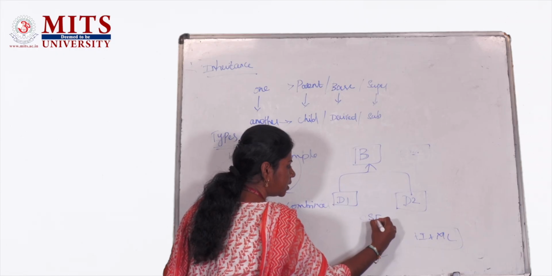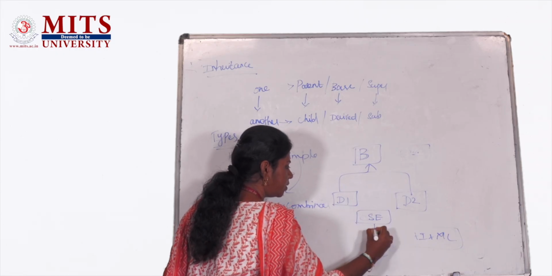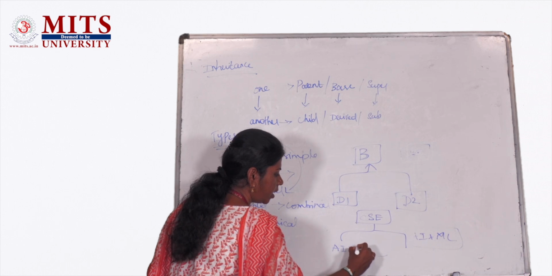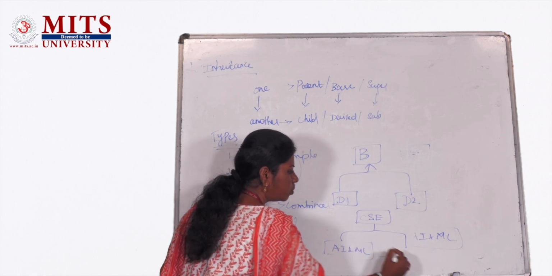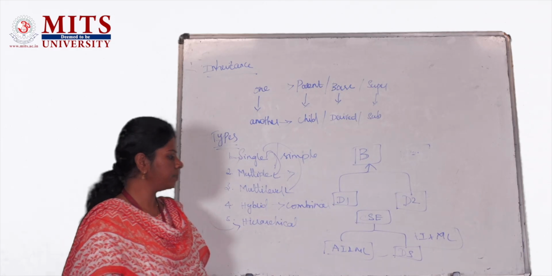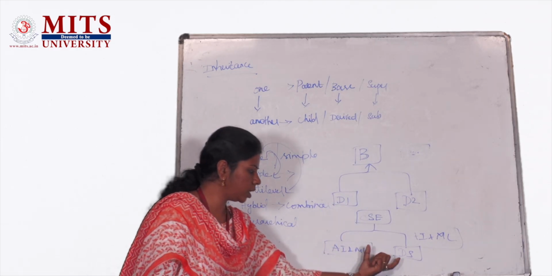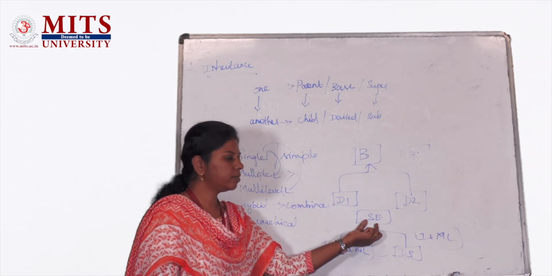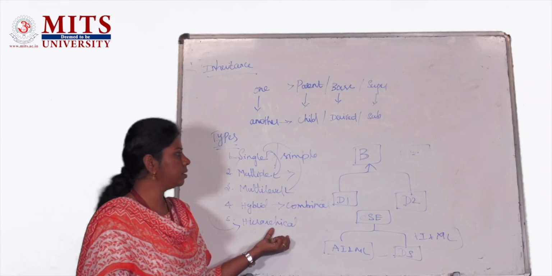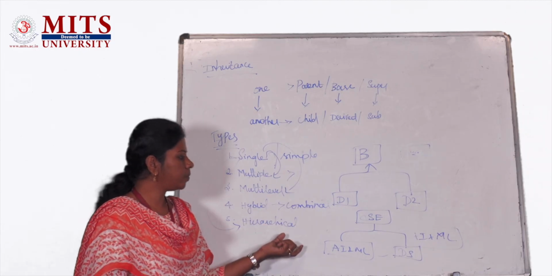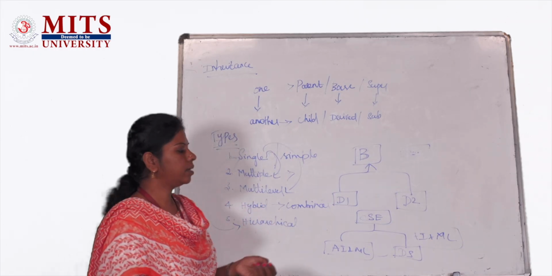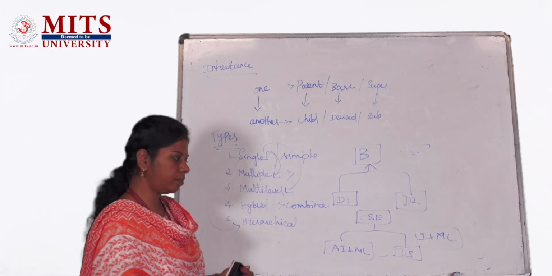Just consider our department as a CSE. From the CSE only, we are going to derive the AI and ML department, and one more, the data science department. Like this, deriving more than one subclass from a single base class is called hierarchical inheritance, right? This is about our types of inheritance, and let's see the examples of inheritance one by one briefly.